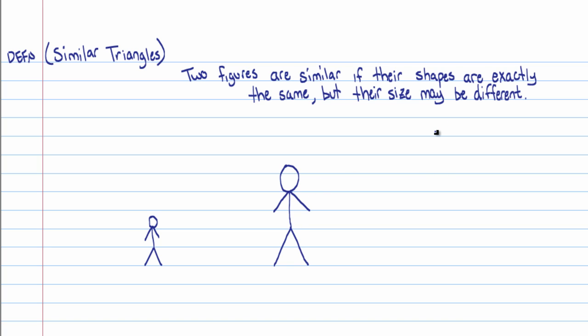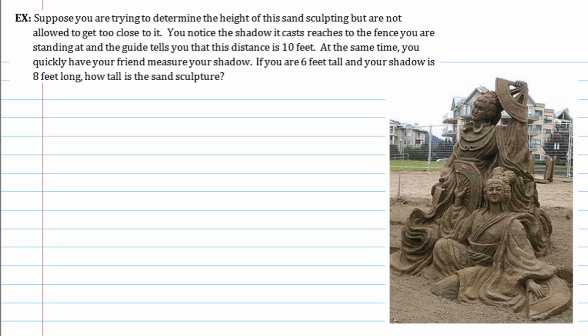So I'll do this through an example because again, this should just be a review. So in this example, we'll take something realistic. All right. So this is a sand sculpture on the right hand side here. Suppose you're trying to determine the height of the sand sculpture, but you're not allowed to get too close to it. Maybe they fenced it off or something like that. Now you notice the shadow it casts reaches the fence you're standing at, and the guide who's with you tells you that this distance between the figure and the fence is 10 feet.